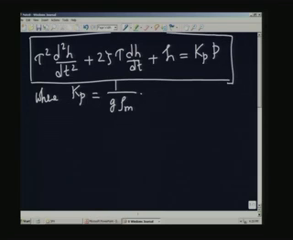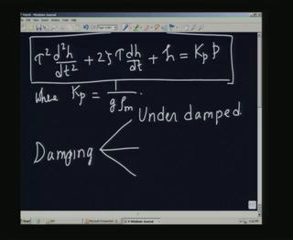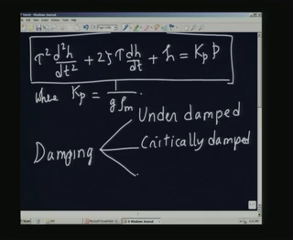This is the final form of the equation, and this is a second order equation. Depending on damping, I can have different cases. We can have what is called underdamped, we can have what is called critically damped, or we can have the overdamped case. Three cases are possible.